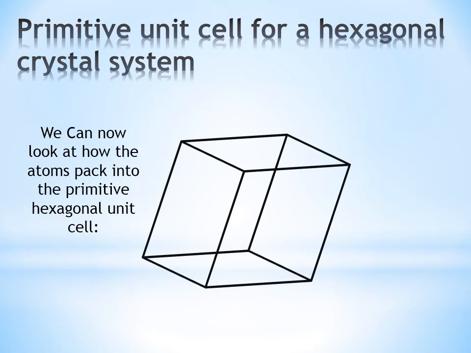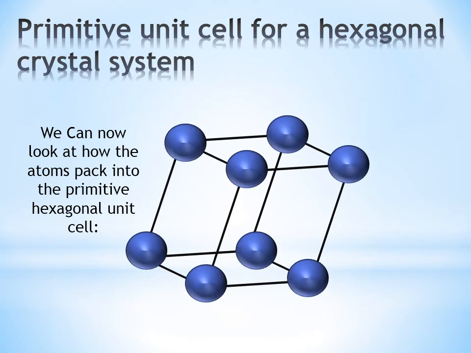We can now look at how the atoms pack into the primitive hexagonal unit cell, just as we did for the cubic unit cell. The atoms pack onto the corners of the shape, just as in the cubic crystal system. There is also one atom that sits in the middle of the hexagonal primitive unit cell, and this is shown in red. This shall be explained further when we get into close packing.